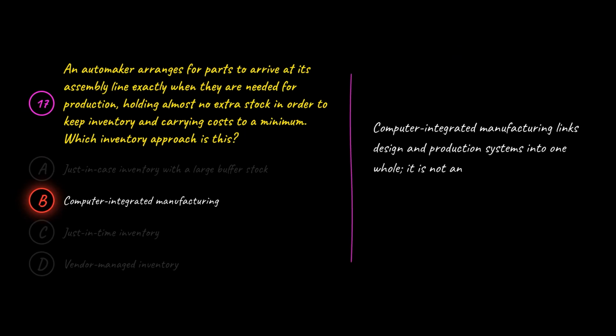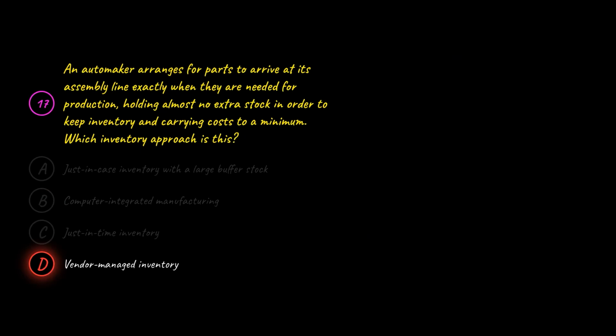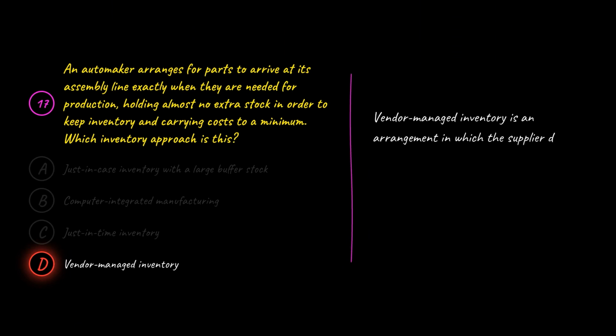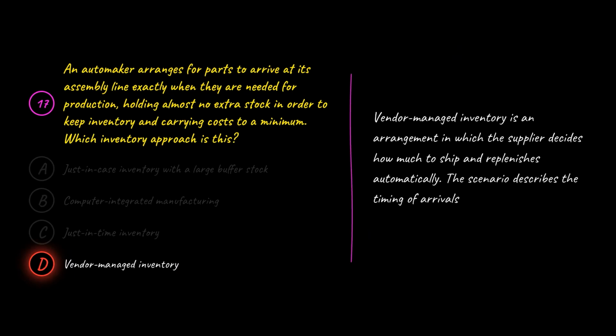It is not an inventory timing method. It does not describe when parts arrive relative to production. D is wrong because vendor managed inventory is an arrangement in which the supplier decides how much to ship and replenishes automatically. The scenario describes the timing of arrivals to minimize stock, which is just in time, not who manages the reordering.